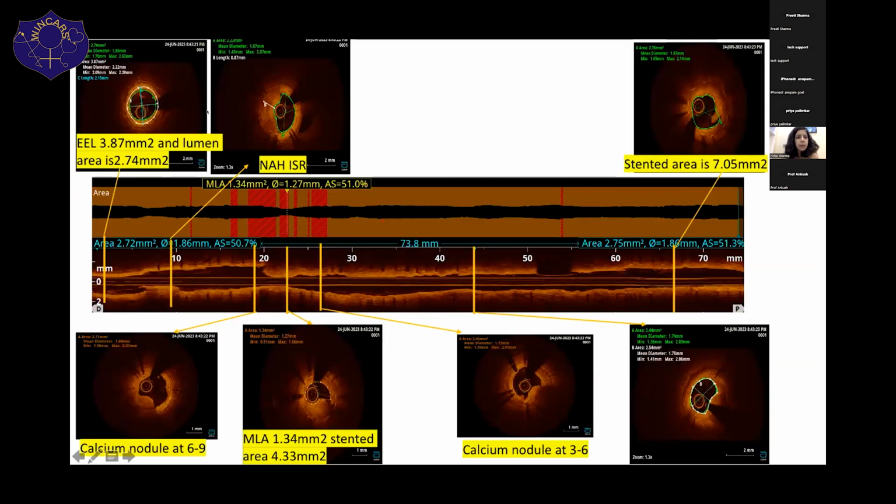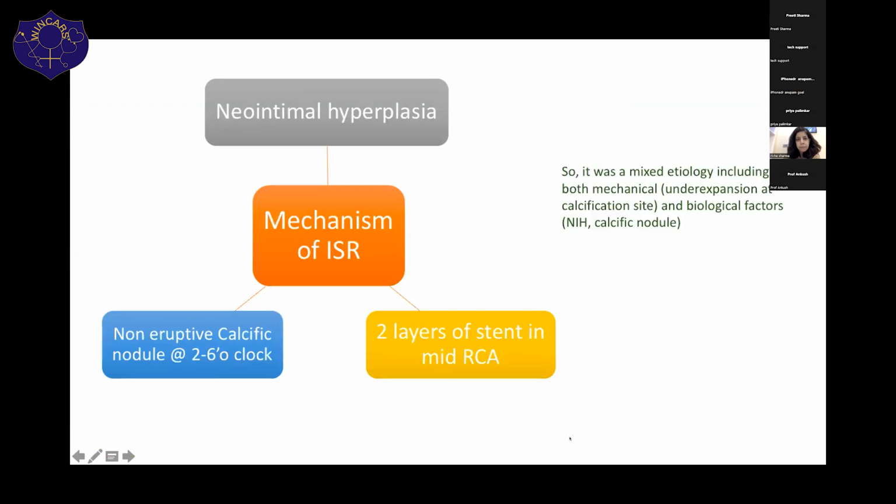So this was the neointimal hyperplasia at this area. Then this was the calcium nodule, which we could see. And so the mechanism of ISR in this case was all non-eruptive calcific nodule, neointimal hyperplasia, and 2 layers of stent in mid-RCA. It was a mixed etiology, including both mechanical, under expansion at calcification site, and biological factors, that is NIH and calcific nodule.